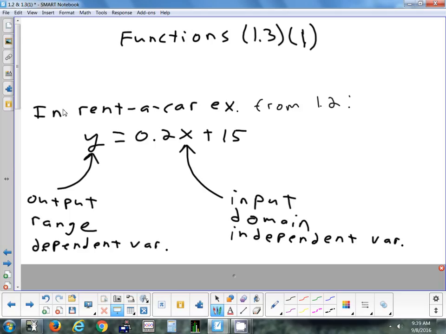Okay, and even that, we might have to be a little more specific because I don't think it would ever be possible to pay $15.01. You'd never be charged $15.01. You're only charged in 20-cent increments. So you could pay $15. You could pay $15.20 if you drive a mile. You could pay $15.40 if you drive 2 miles. But you're not going to pay $15.23. Okay, that's not in the range. So the range, those are the kinds of y values that you get.